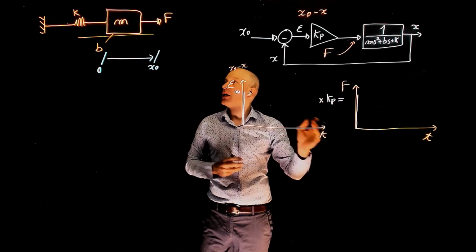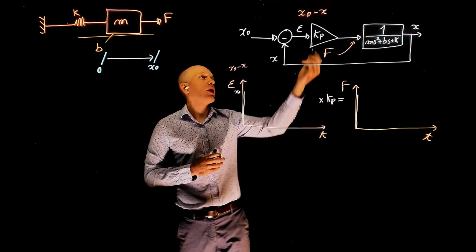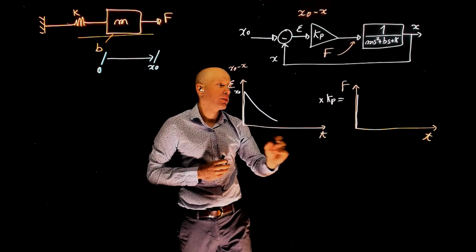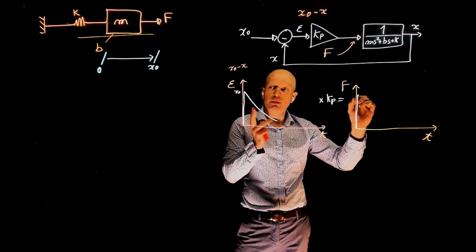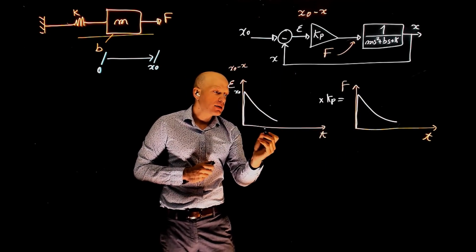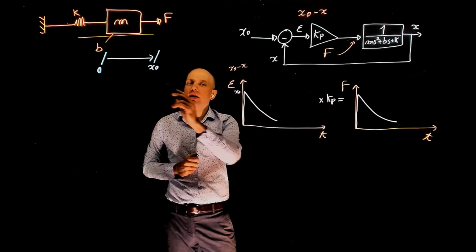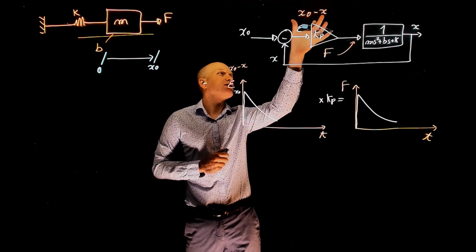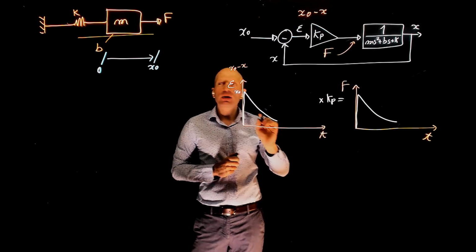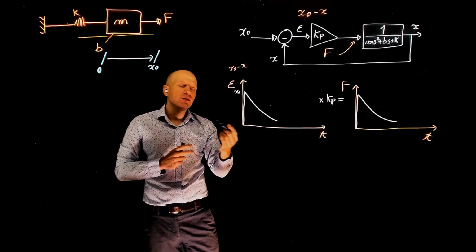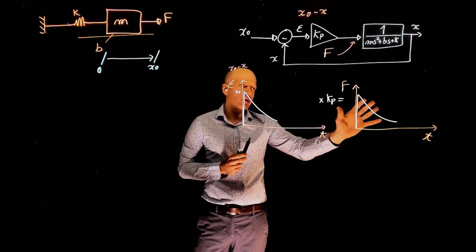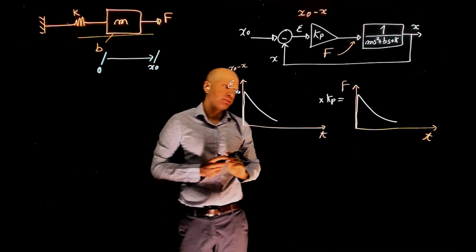Once this force is applied to the mass, now the mass will start to move. So x increases slowly, which means that the error decreases. And the force, which is simply proportional to that, will also decrease. We see that as the mass is getting closer and closer to x0, that means that the error is tending to 0, the force is also decreasing. When the mass reaches x0, if the mass reaches x0, we have a problem because this error is 0, the force is also 0, the mass moves back.